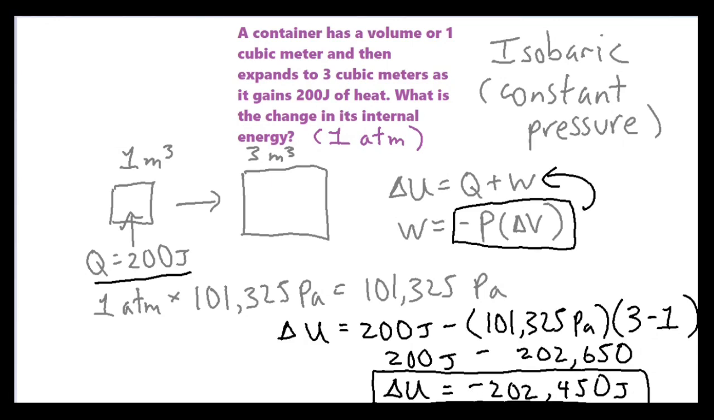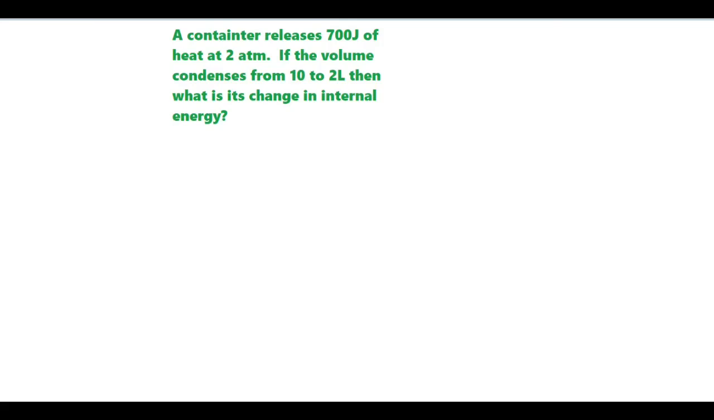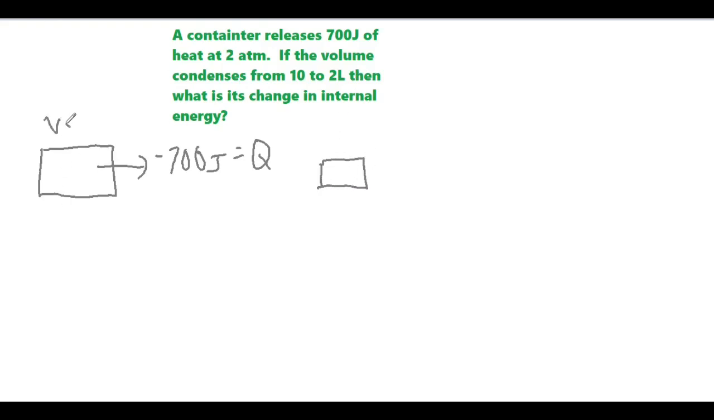All right, so let's go ahead and get into our final question. For this one, we have a container that releases 700 joules of heat. So I'm going to go ahead and put negative 700 because it's leaving the system. And then the volume condenses from 10 to 2. So I'm going to make a smaller one over here. We have a volume of 10 and then a volume of 2. And then again, we're looking for the change in internal energy. So we're looking for delta U once again.